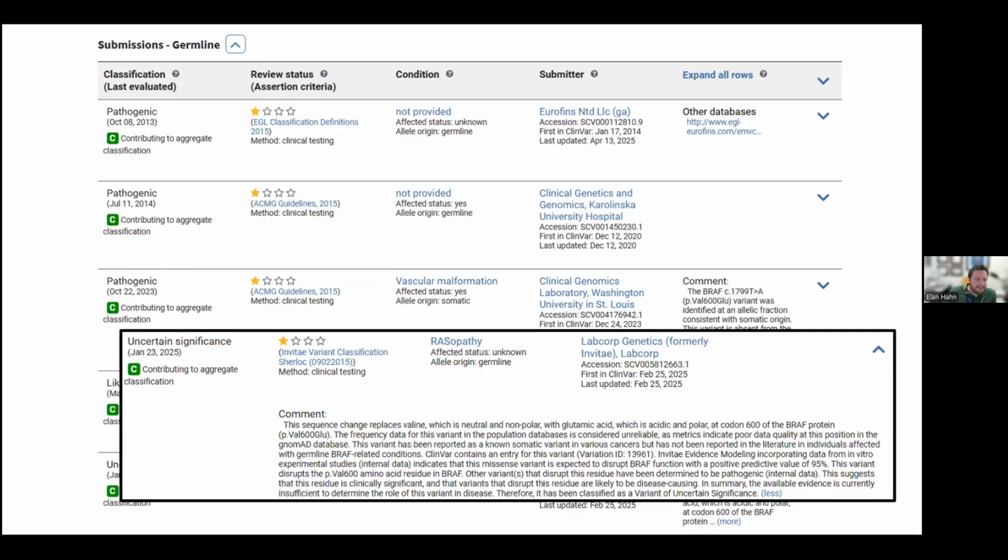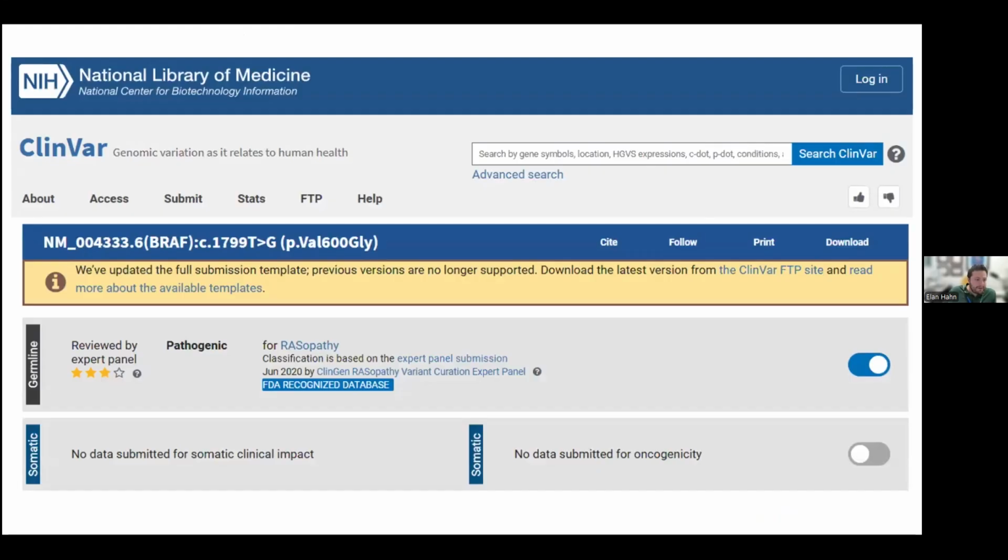So for example, this is what Invitae, or what was formerly Invitae, put in for a germline entry for BRAF V600E. And if we look at a different variant, V600G, this was reviewed by an expert panel, and you can see the level of evidence is 3 stars, which is higher, and it's in an FDA-recognized database, which is through ClinGen, the RASopathy Variant Curation Expert Panel. So this is a much higher level of evidence than, let's say, a 1 star from 10 years ago. This is a more recent Variant Curation Expert Panel with 3 stars of evidence, which is much more trustworthy.